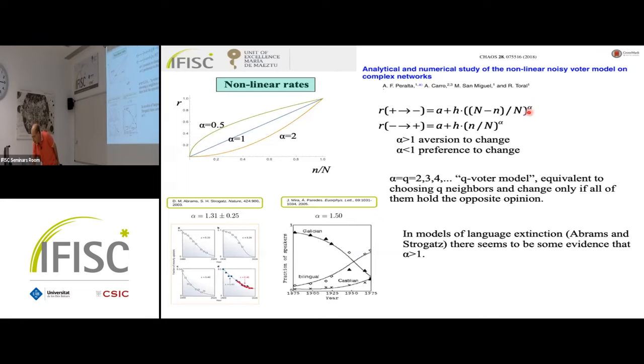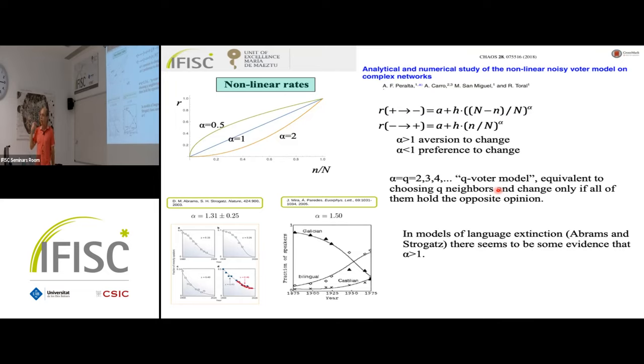If you choose alpha to be an integer number, 2, 3, 4, this is called the Q-voter model. And you can interpret this rule. Let's say Q goes to 3. You need to look at your neighbors and find 3 of them which are in a different state. You look at one, how are you selling? Not enough. You are selling? Not enough. You are selling? Oh, 3 people are selling. I will change. You need some reinforcement.